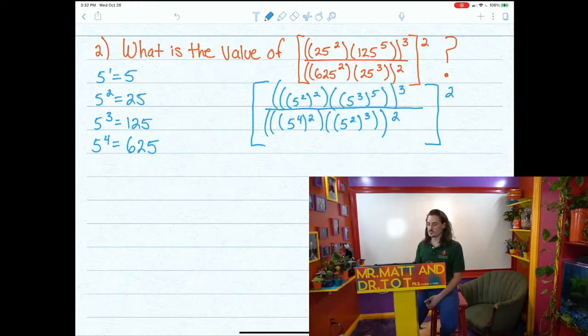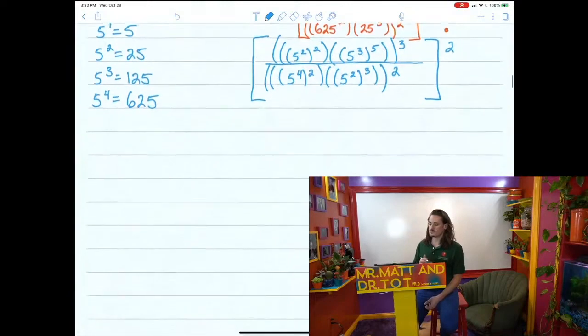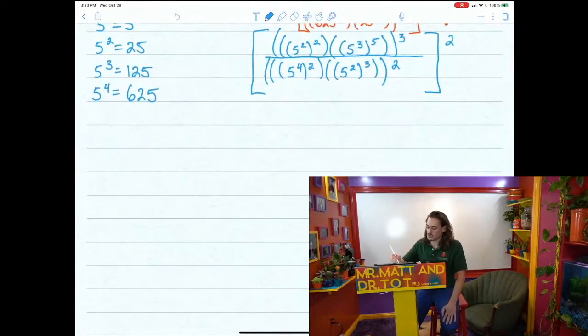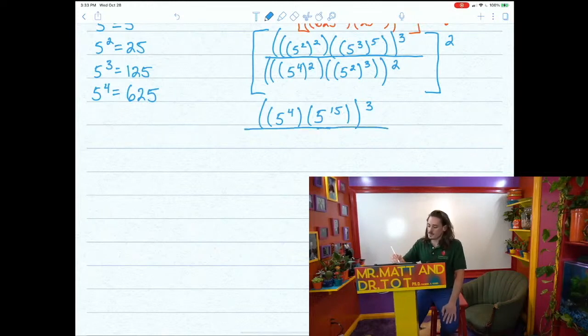So let's continue working on the inside. Now we have powers of powers, so I can multiply. So this is going to turn into 5 to the 4th times 5 to the 15th, quantity raised to the 3rd power, divided by, so that's the numerator, the denominator is going to be 5 to the 8th power times 5 to the 6th power, whole denominator quantity squared, and then we still have those entire brackets around the whole fraction squaring it.